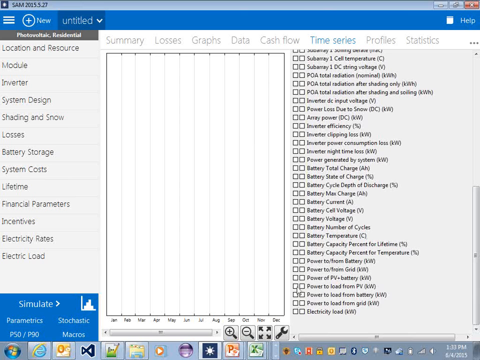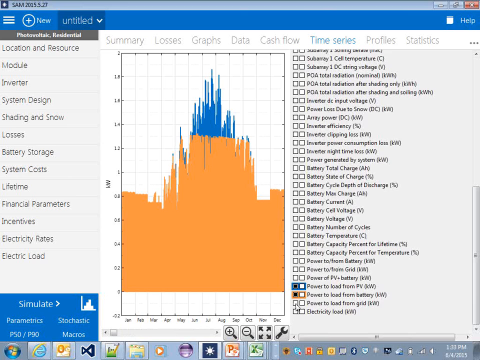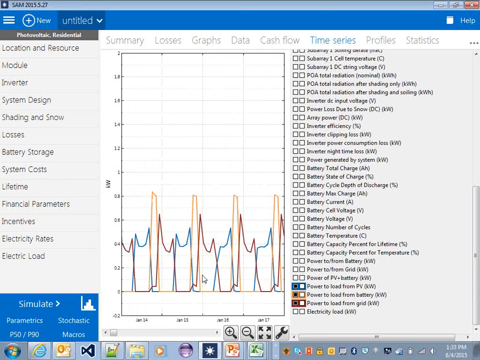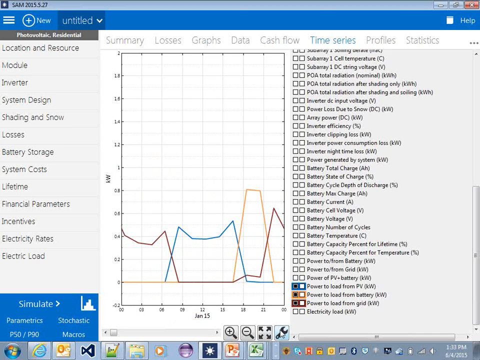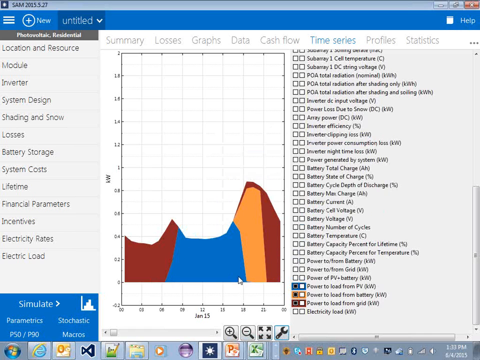But we can again look at what power is going to the load from various components, so PV, battery, and grid. So we can zoom in here on a day. And there's this handy little feature with the wrench tool. You click stacked area on left y-axis, and it basically gives you the stacked plot, which again is showing you similar to what I explained earlier. We allow the battery only to dispatch between 5 and 9 p.m., and so that's when it's dispatching to meet the load.